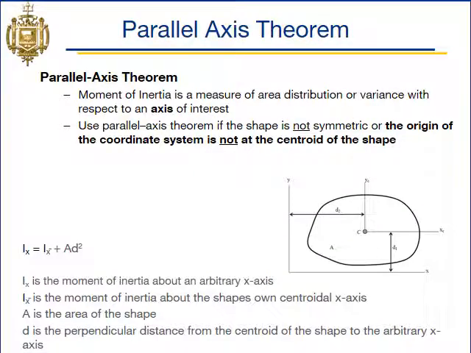So now that we know how to calculate the moment of inertia for simple shapes about their own centroidal axis, we're going to get into calculating the moment of inertia of a shape about another axis that is not its own centroidal axis. To do that, we use what's called the parallel axis theorem. The parallel axis theorem tells us that we can calculate the moment of inertia about another axis that's parallel to our centroidal axis, right?